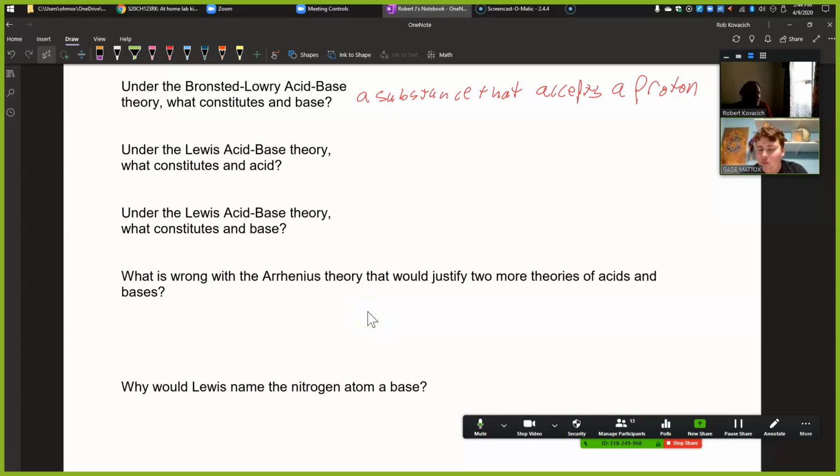All right, Lewis acid. It's an electron acceptor. Sometimes people will write it as accepts electrons to form a bond. Sometimes that gets written, so in case you run into that. And the base is obviously the opposite.